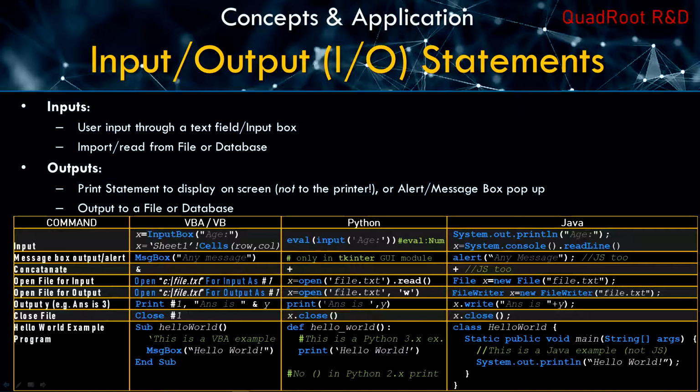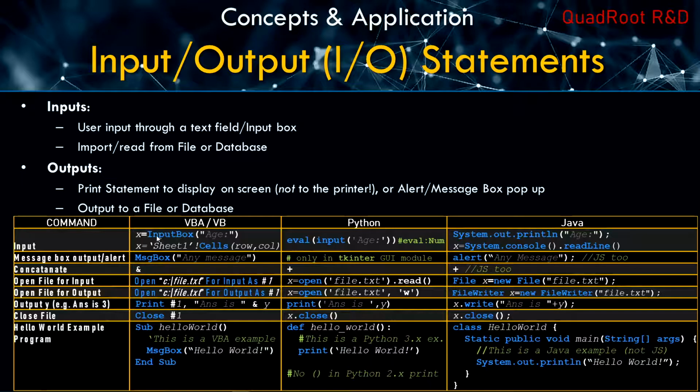Now, these are a few input-output statements that will help you get started. You can always come back to this video, or you can download the cheat sheet which is linked in the description, which contains all the commands that we will be covering in this course in all 3 languages. Now we will be going through some basic input statements, a message box output alert, the concatenate operator, how to open a file for input, how to open a file for output, putting data into that file or printing on screen, closing the file, and the Hello World example.